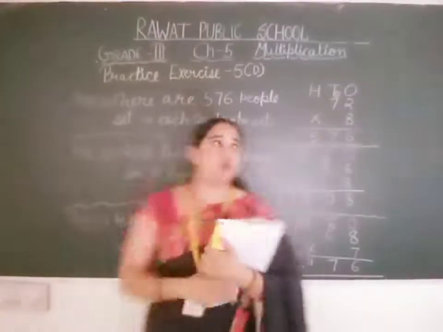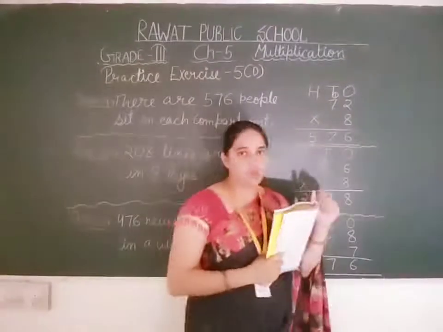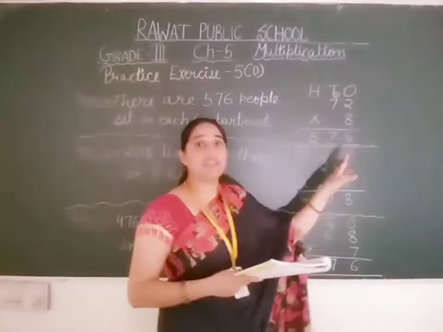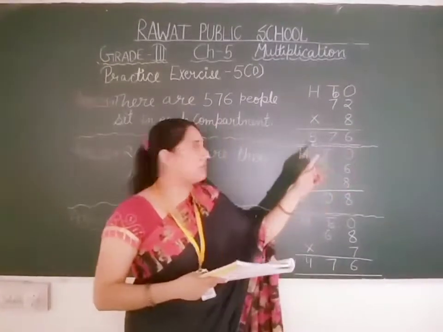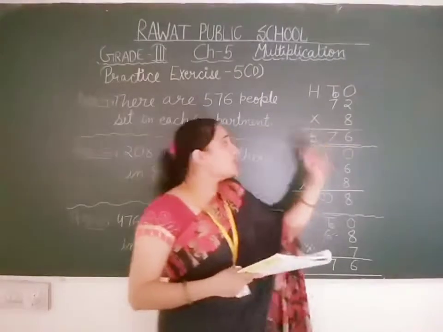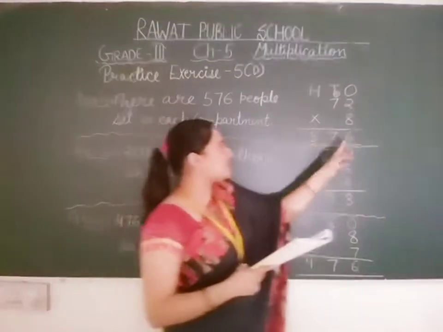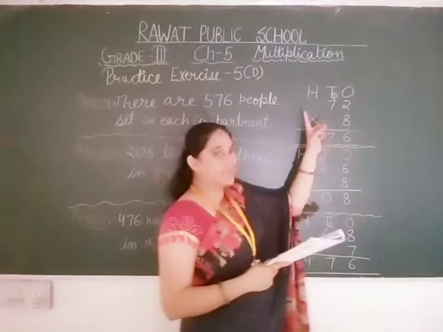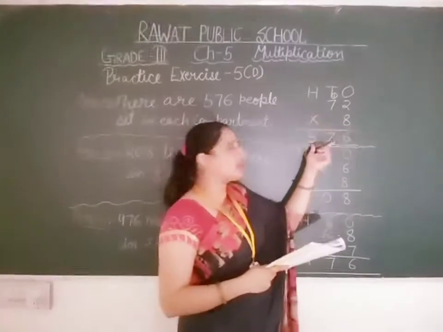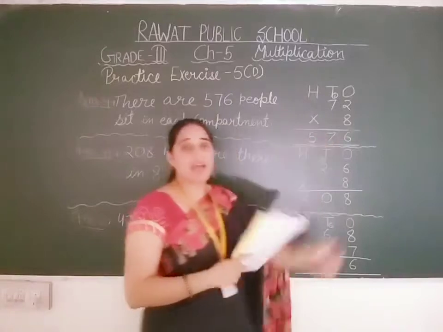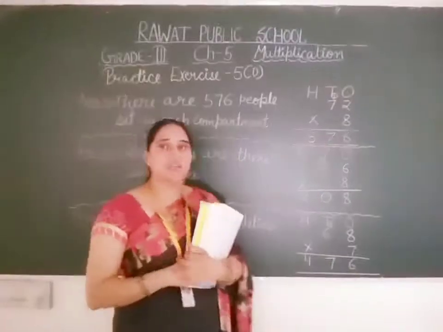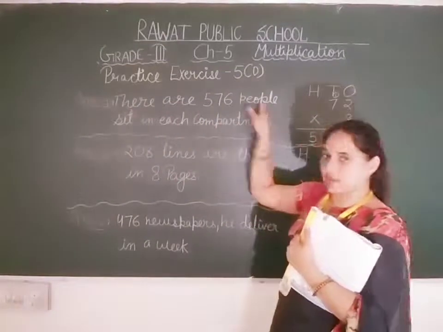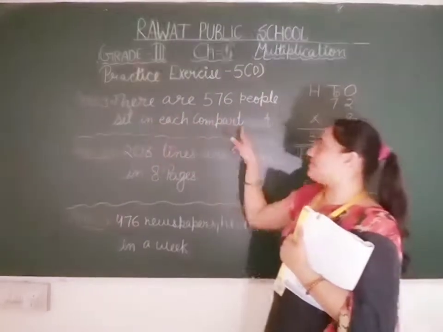What we have to do, first of all, we have to write 72, the number of people, and multiply it with the compartments. So we have total 8 compartments. 8 2s are 16, 6 carry 1, 8 7s are 56 plus 1, that is carried on the tens place, so it becomes 57. So my answer will be 576. There are 576 people who can sit in the compartments.